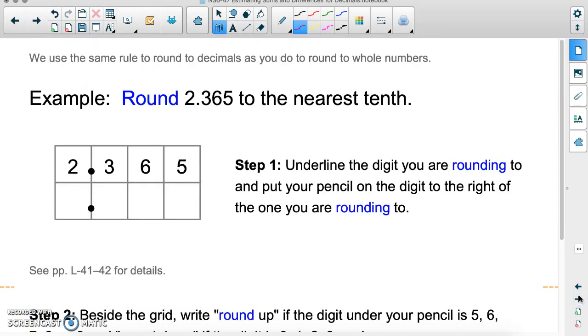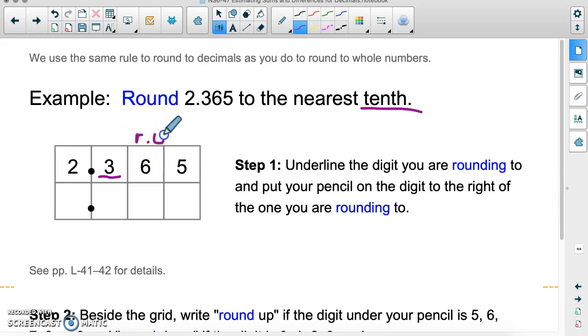So we use the same rule to round decimals as we do to round whole numbers. If I want you to round 2.365 to the nearest tenth, your first step is to underline the digit you are rounding to. So we're rounding to the nearest tenth, so we're going to underline the digit in the tenths place. Then we're going to put our pencil on the digit to the right of the one we're rounding to. It is a 6. So the 6 is telling us that we need to round.